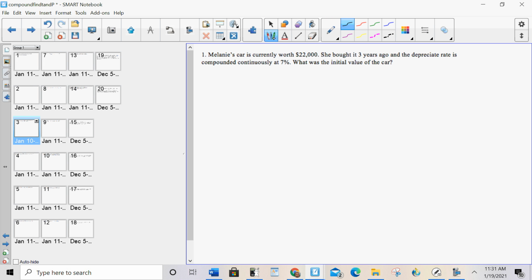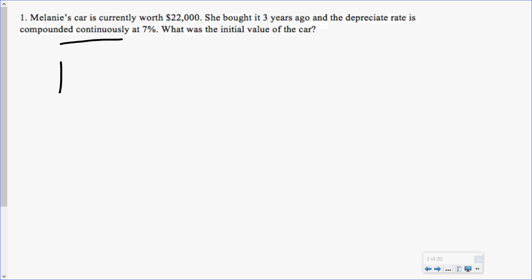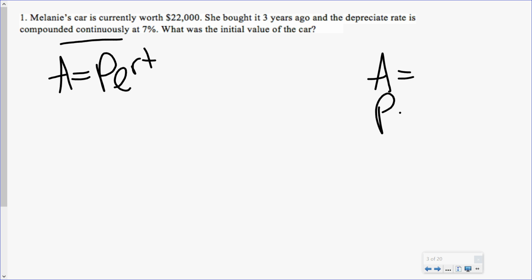Melanie's car is currently worth $22,000. She bought it 3 years ago, and the depreciation rate is compounded continuously. Compounded continuously. Pert. A equals, P equals, R equals, T equals.